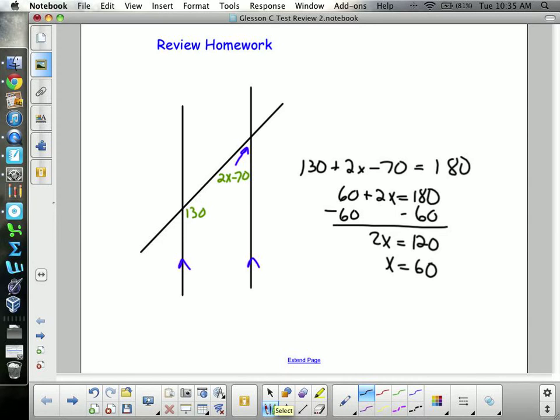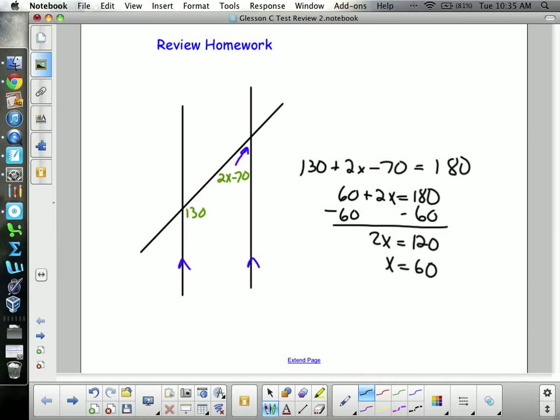Now, I had somebody this morning I was working with going over this worksheet who did something really good. Instead of subtracting 60, they added 60, got 240, and got x equals 120. And then they stopped and said, I don't think that's right. It doesn't make sense. What a smart thing to say.